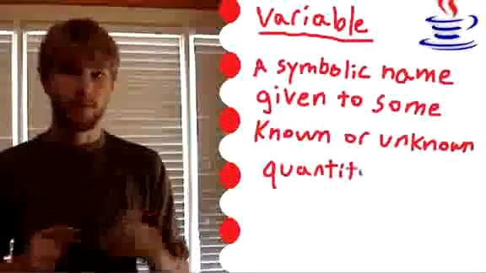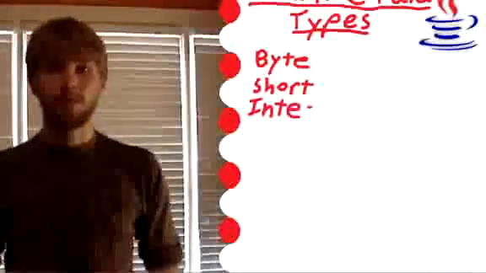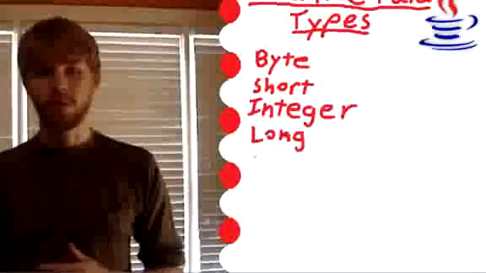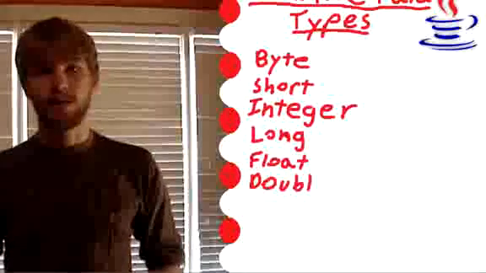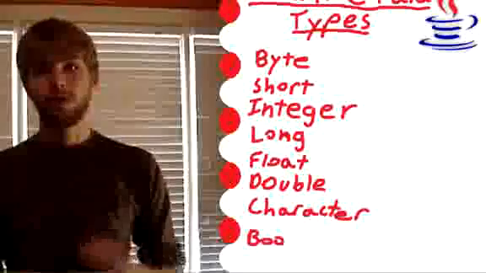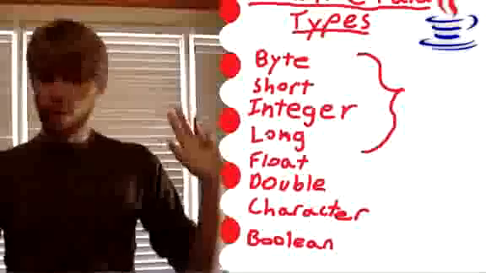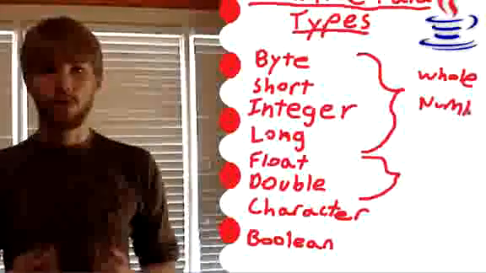So today we're going to talk about the 8 most basic variables, or types of variables I should say, in Java, and they're called primitive data types. So there's 8: byte, short, integer, long, float, double, boolean, and char. So that's 8. Now the first ones to talk about are the ones that can only store whole numbers.